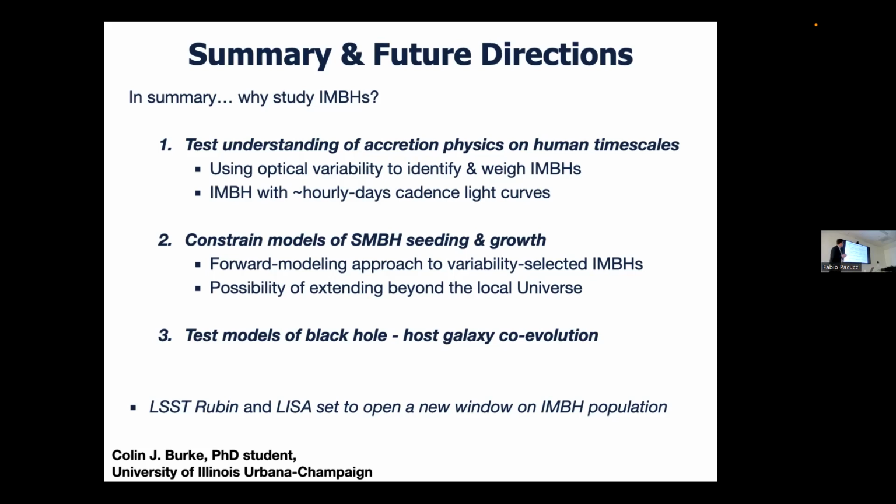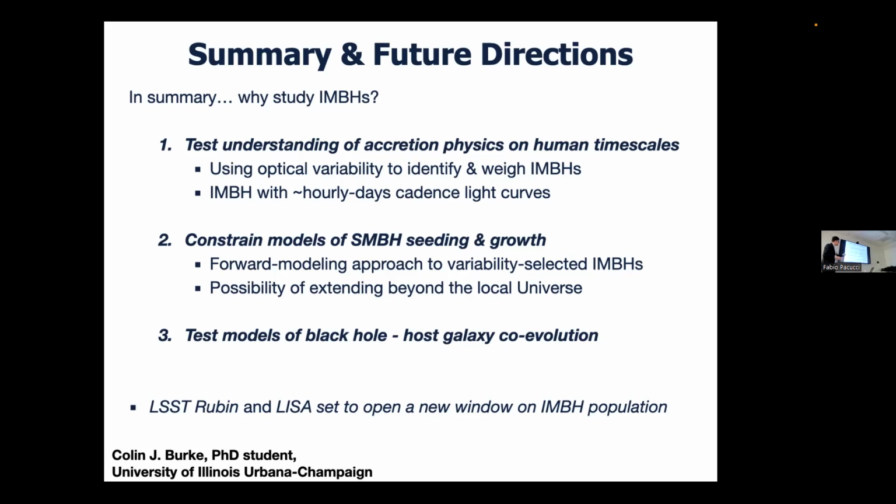And then constraining the models for supermassive black hole seeding and growth. Can we extend our forward model to do better using Bayesian techniques with Rubin Observatory? And then the possibility of extending this work beyond the local universe, using Rubin or deep drilling fields to find lower mass black holes at higher redshifts using variability.